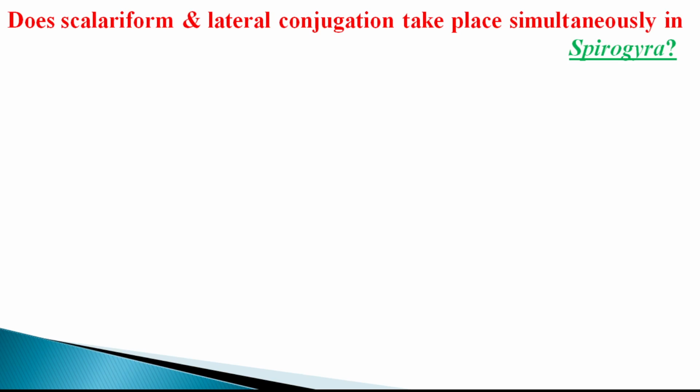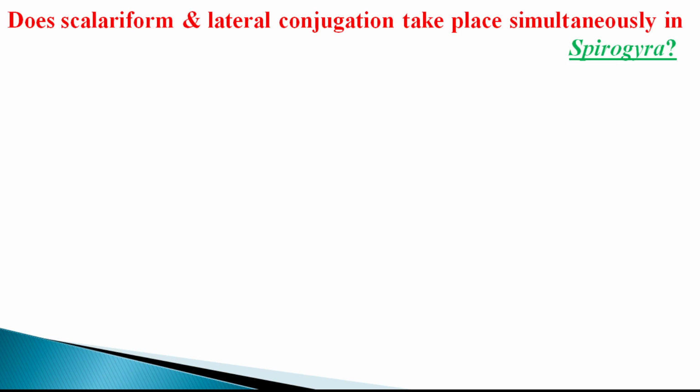You have already studied this concept in the previous few videos. It is seen in all dioecious species, and you must know that in dioecious species the filaments are unisexual. On the other hand, lateral conjugation is a rarely occurring mechanism of conjugation, and it takes place between two adjacent cells of the same filament. So same filament versus two different filaments: this is the basic difference between scalariform conjugation and lateral conjugation.